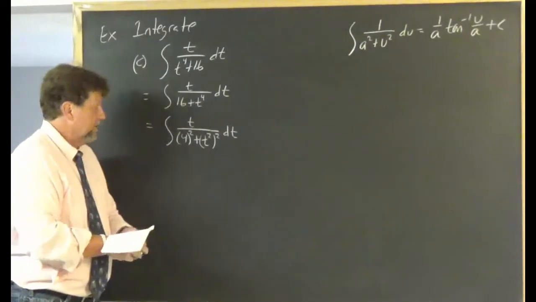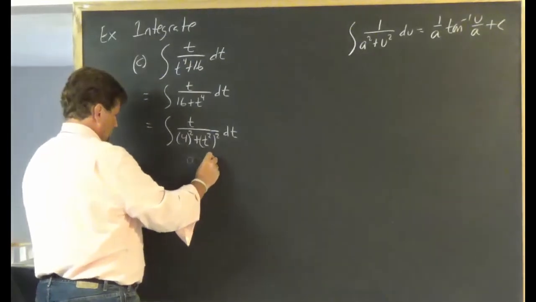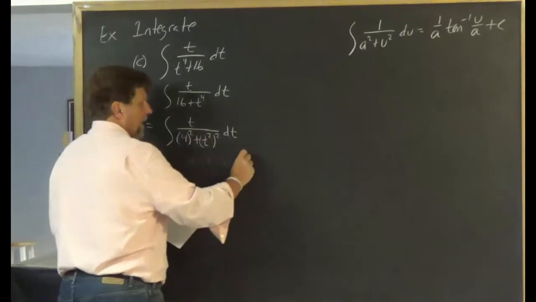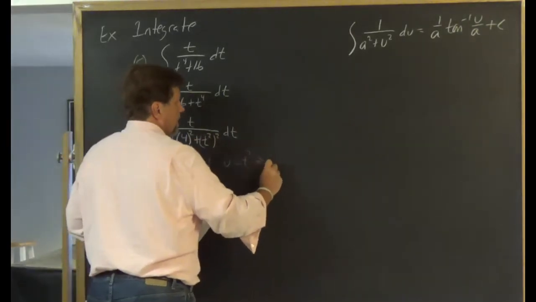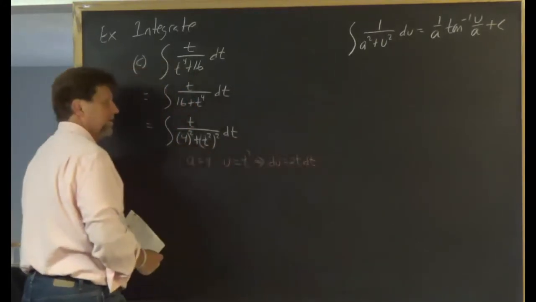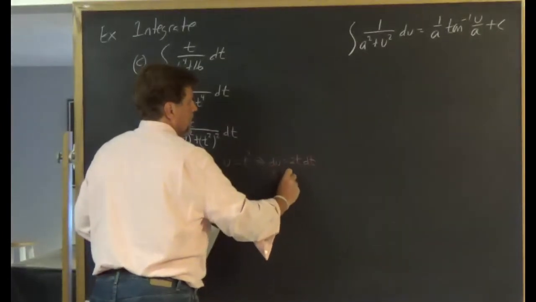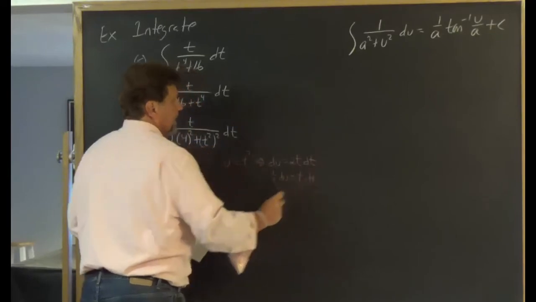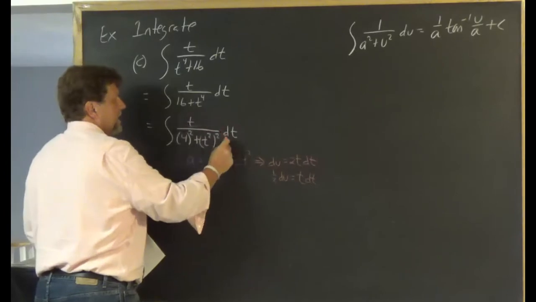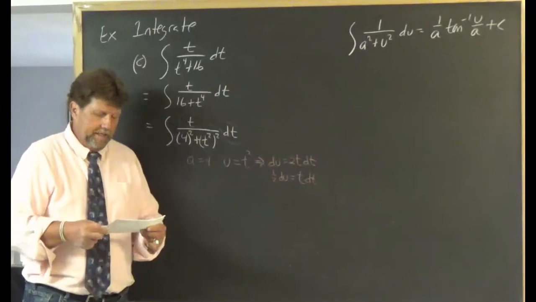Let's write down the parts. I mean, a would be 4. u, okay, u is t squared, which implies du is 2t dt, so 1/2 du equals t dt. Now I did that because I was spying this t dt here. You know, 1/2 du would go in for the t dt.